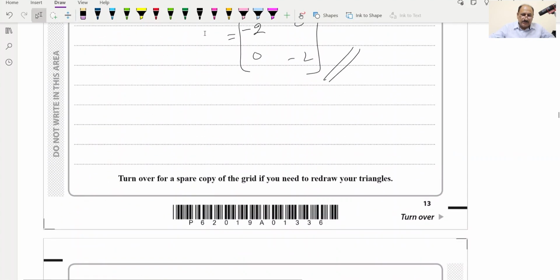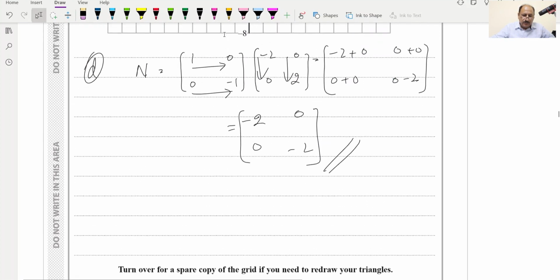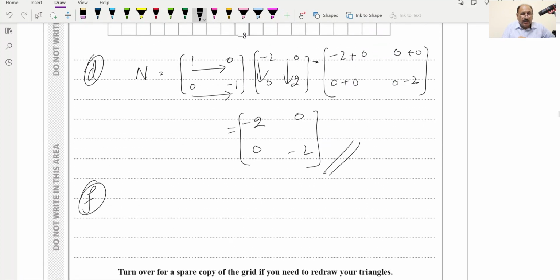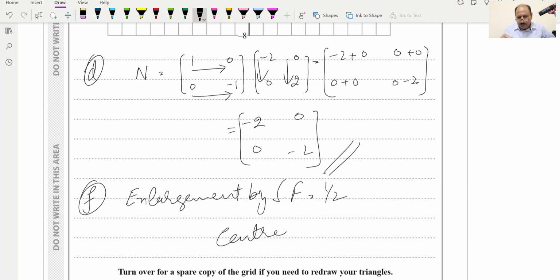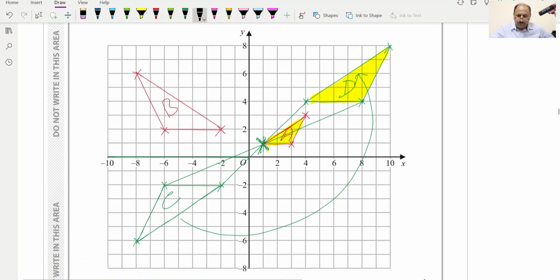So our answer will be what? This is the answer for F part. We can write over here: this will be an enlargement by scale factor, and scale factor is equal to 1 by 2, and center of enlargement will be, we can check, -2 and -2. Basically center of enlargement will be from here. This is the center of enlargement.